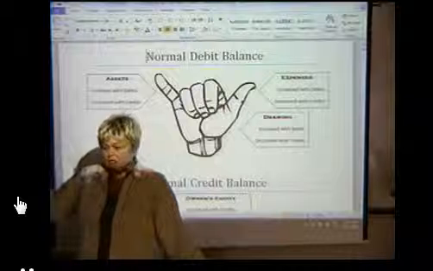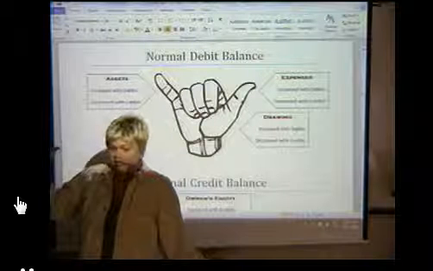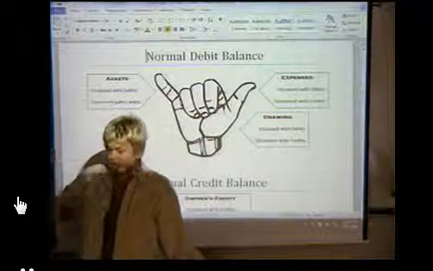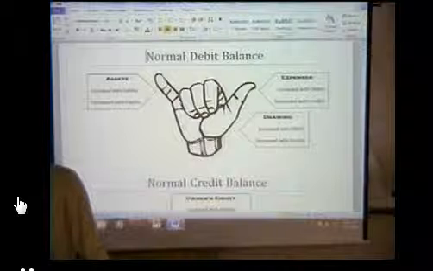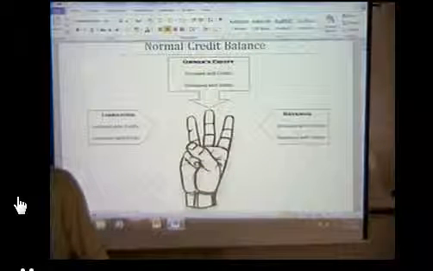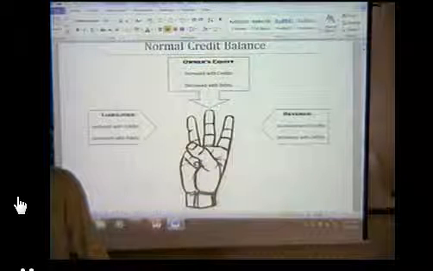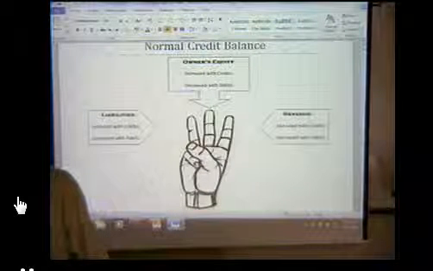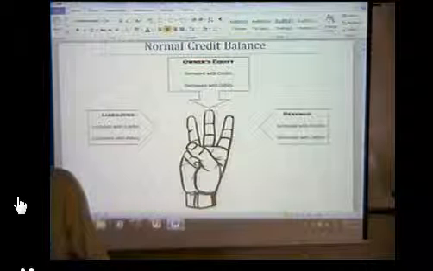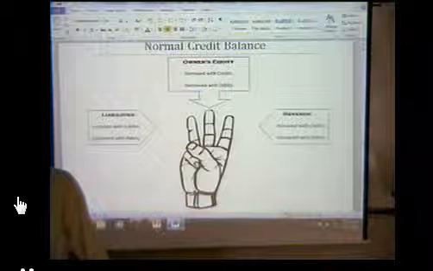The middle three fingers, when you name off your accounts, those are the three in the middle. Liabilities, owner's equity, and revenue, increased on the right side and decreased on the left side. Increased with credits, decreased with debits. Normal balance, credit.